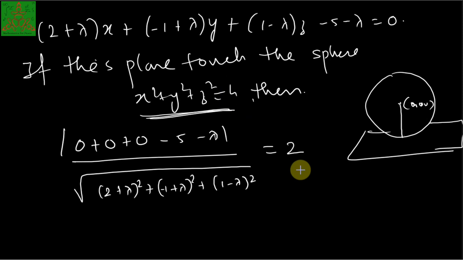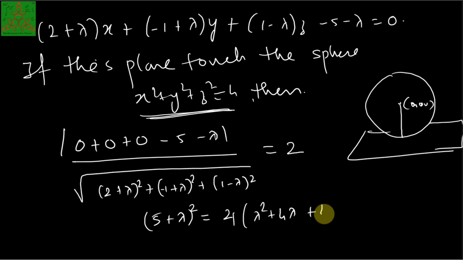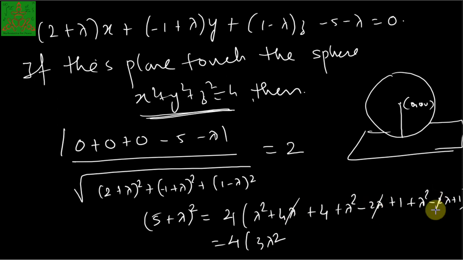If you simplify this, then it will give you lambda plus 5 equal to 2 times the square root. And if I square both sides, then it is lambda plus 5 whole square into, 4 times this: lambda square plus 4 lambda plus 4 plus lambda square minus 2 lambda plus 1 plus lambda square minus 2 lambda plus 1. If you simplify, this is lambda square plus lambda square plus lambda square, that is 3 lambda square, and the lambda terms will get cancelled. So it is 4 plus 1 plus 1, it is 6. So this will be 12 lambda square plus 6 fours are 24.